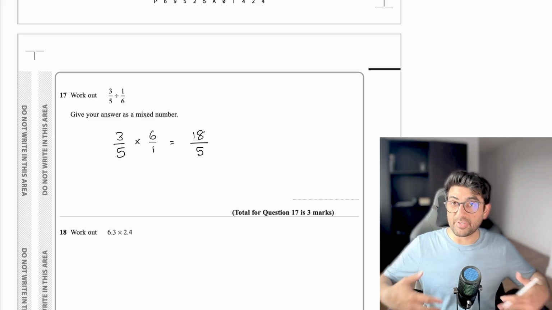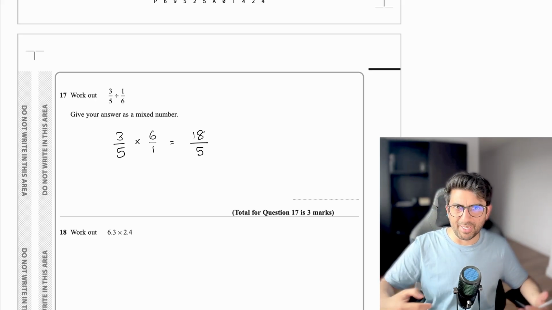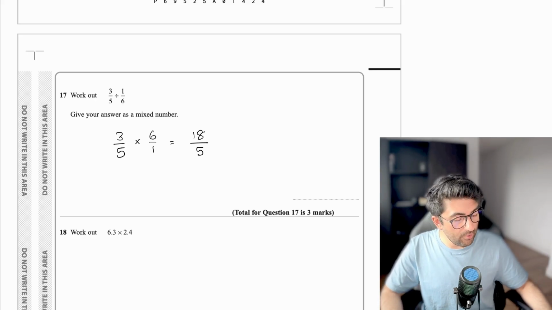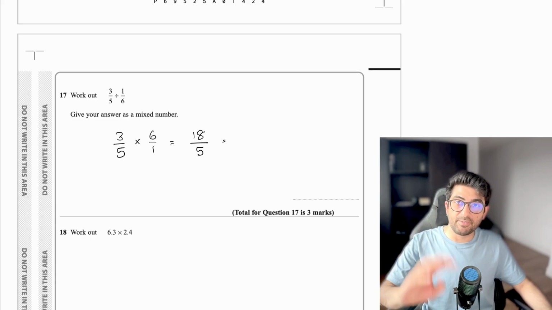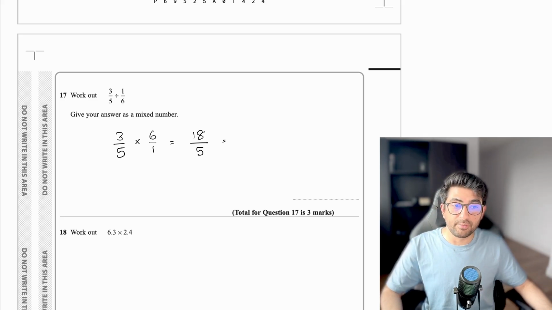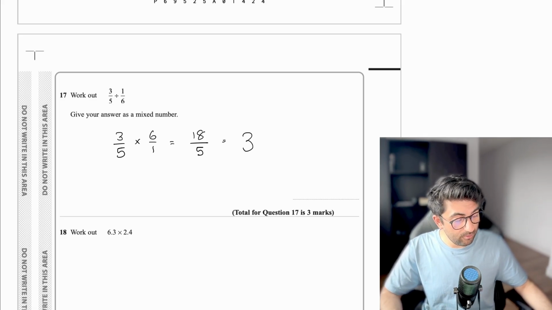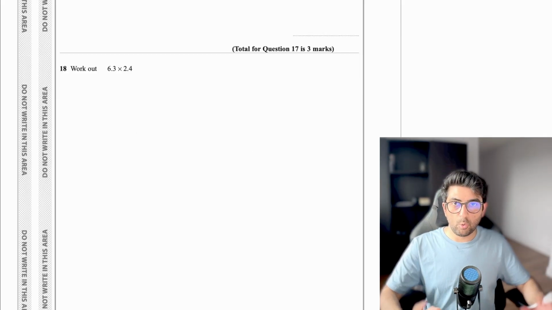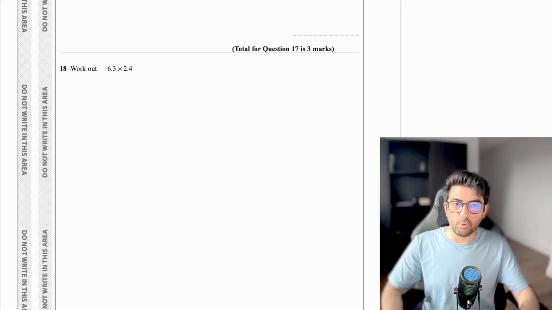So now we've got this improper fraction. The top number is bigger than the bottom number. We've got to change this to a mixed fraction. How are we going to do that? It's really easy. How many 5s go into 18? 3. What's the remainder? 3. And that denominator stays the same. Done. Question 18. 6.3 times 2.4.